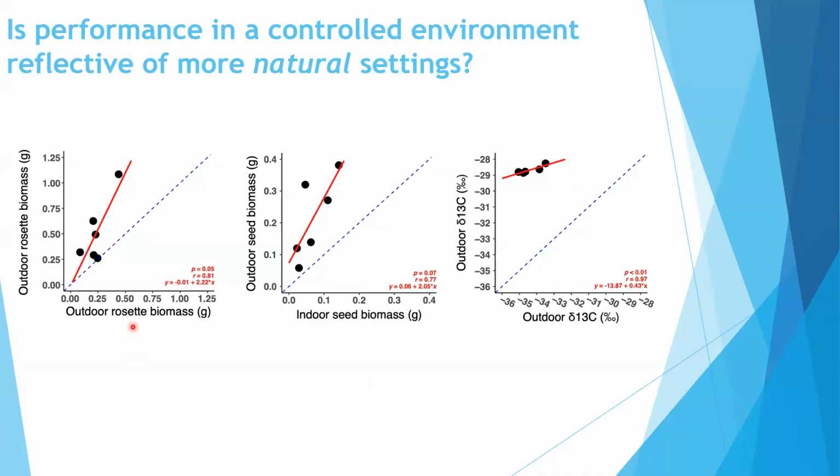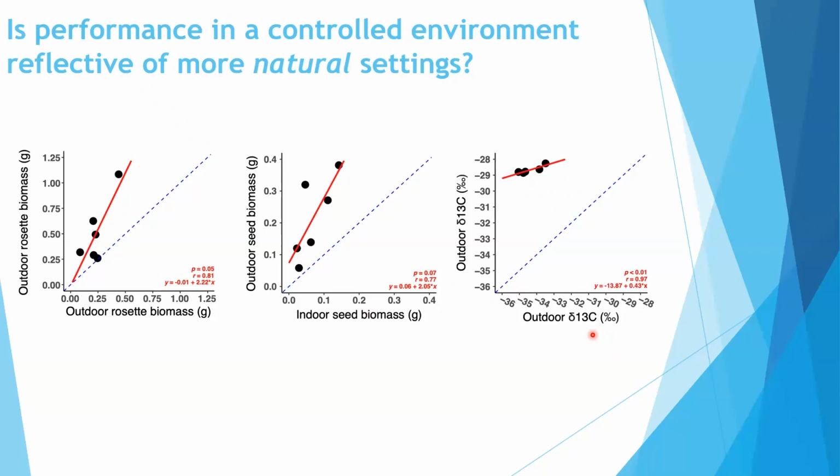We focused on three parameters. These axes labels need to be fixed, but basically on the x-axis you have three traits measured outdoors, and on the y-axis indoors. The first trait was total biomass, how much biomass the plants put on during their life cycle, which is highly correlated between the two environments. The second is seed biomass, a metric of reproductive fitness and an important component of ecology. That was also really correlated between the two.